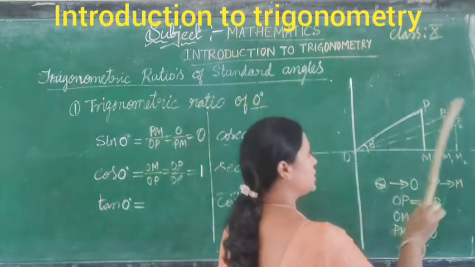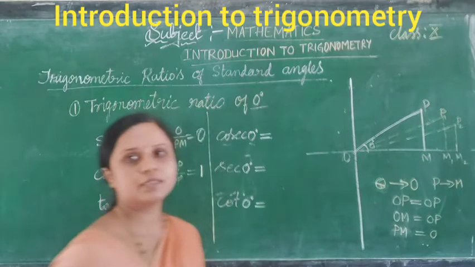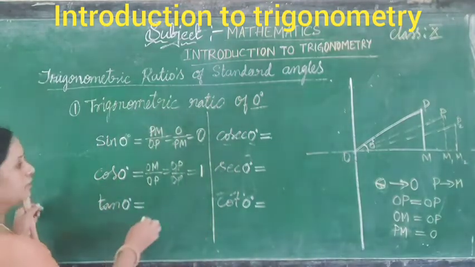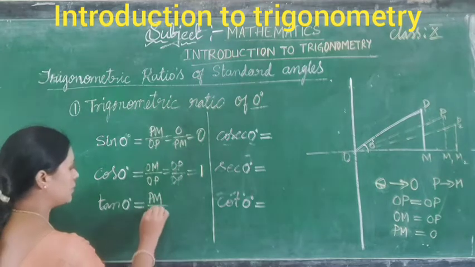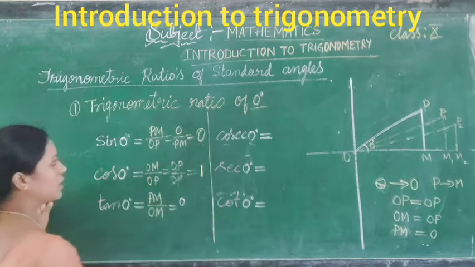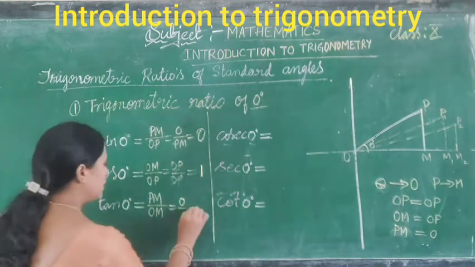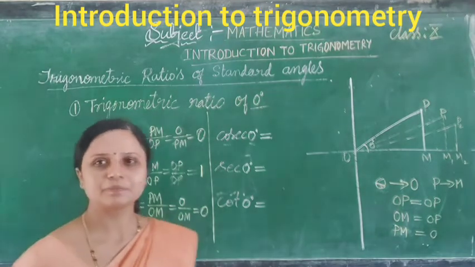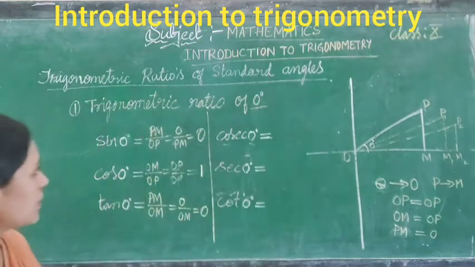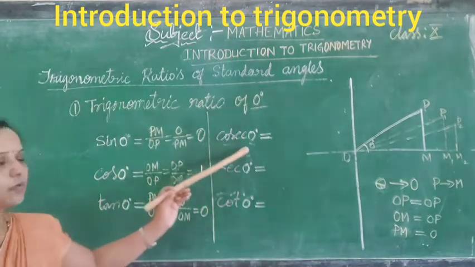Next one is tan 0. Tan 0 means opposite divided by adjacent. Opposite side is PM, adjacent side is OM. So PM becomes 0, and 0 divided by anything is equal to 0. Okay.